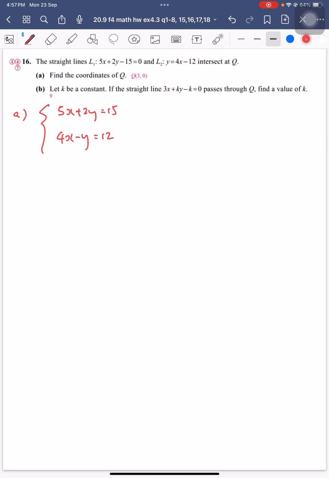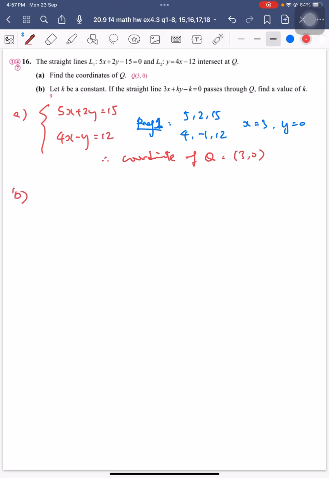So now I have this simultaneous equation in two unknowns, then I can just use the program to substitute 5, 2, 15, 4, negative 1 and 12 to get the value of x equal to 3 and then y equal to 0, so that we can say the coordinate of Q is 3, 0.